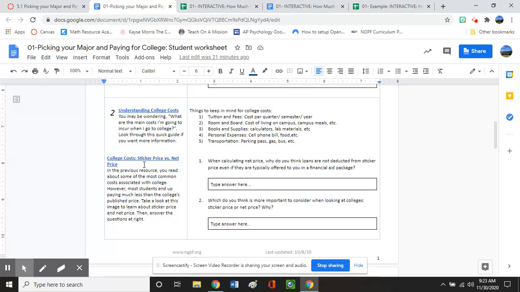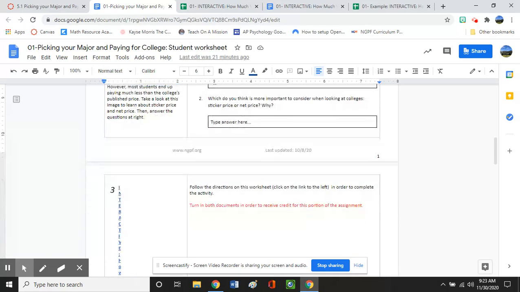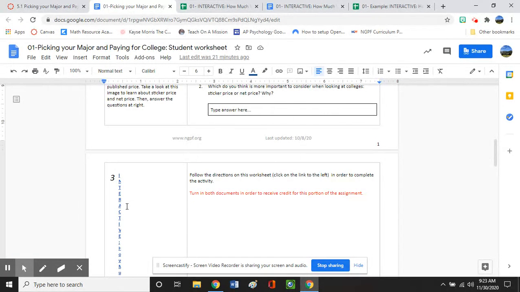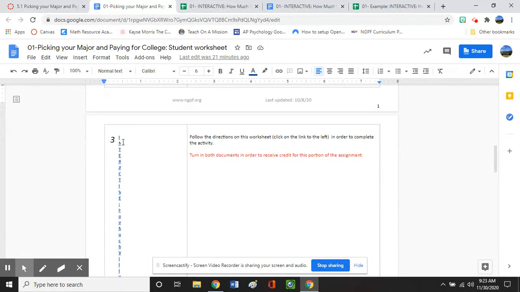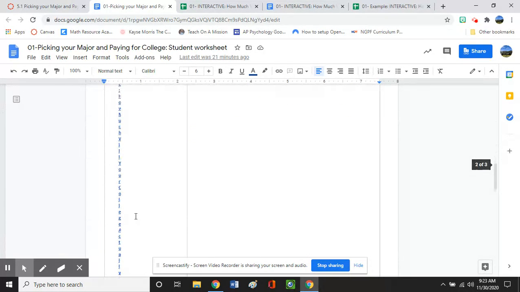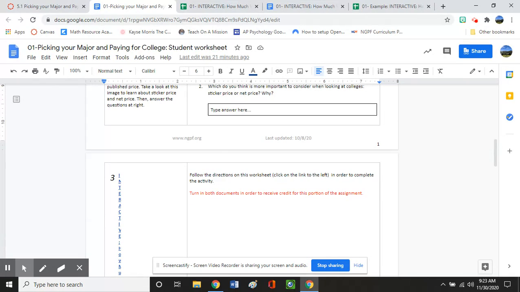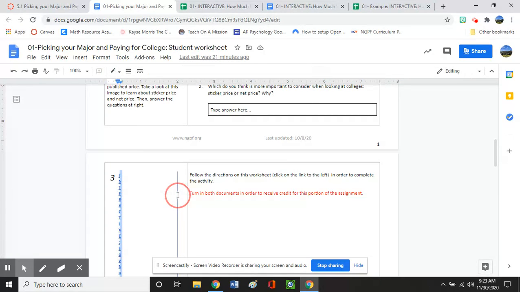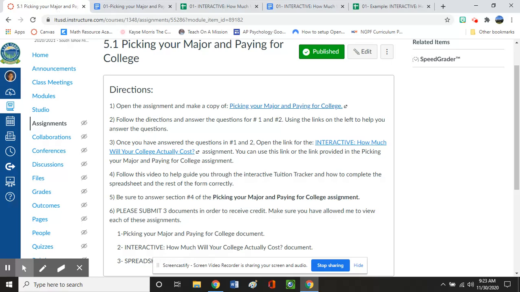These questions over here on the left, this is your sticker price versus your net price. You'll be answering these questions, and that's also going to help you figure out the values for the next question down here. So number 3, I'll fix this so it's not reading like that. You're going to follow the directions on this worksheet. You can either click on this link here or you can also do the link I have on your Canvas page here.